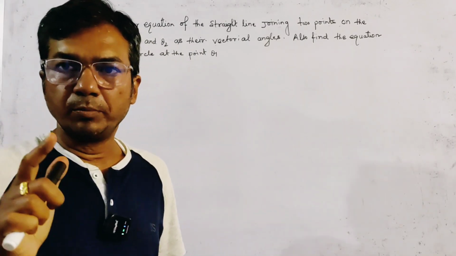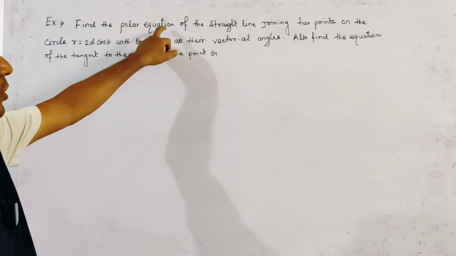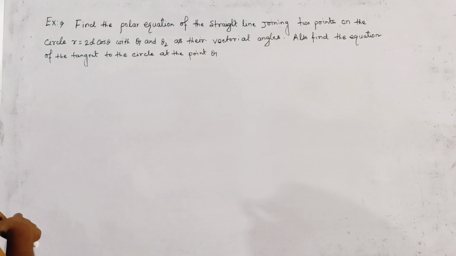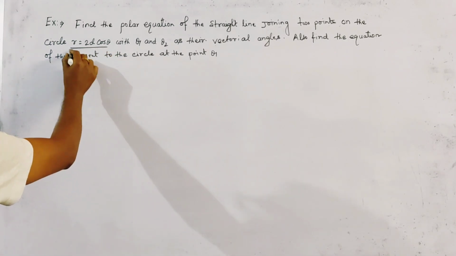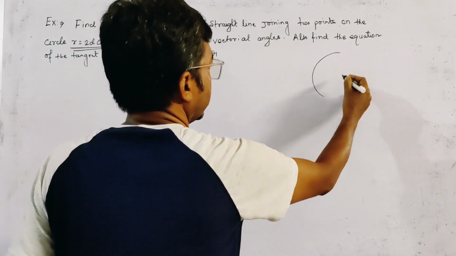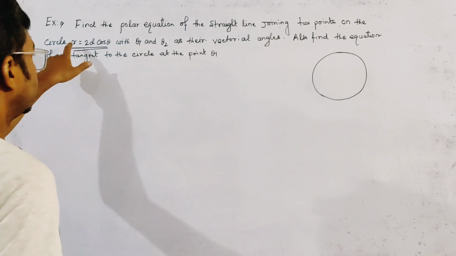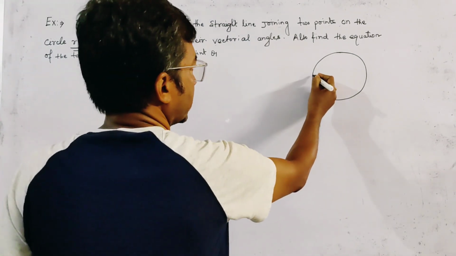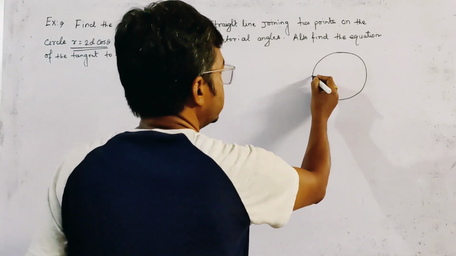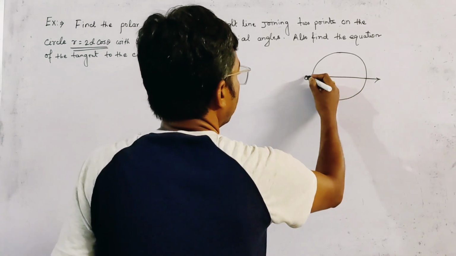This problem is from polar equation, and the problem is: find the polar equation of the straight line joining two points on the circle. The circle is given by r = 2d cos theta. Clearly this is a circle. We draw a rough sketch of the circle, with the pole on the circumference of the circle, and the initial line as the diameter. This is the initial line and this is the pole.